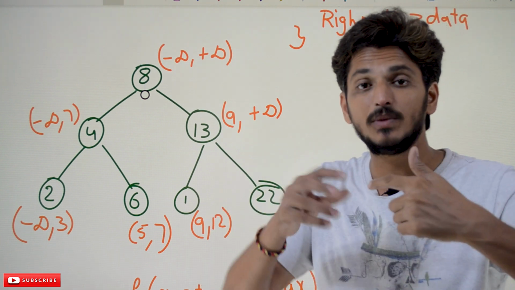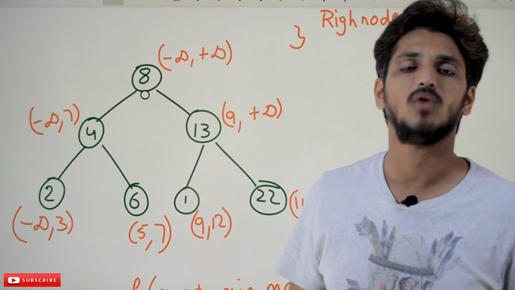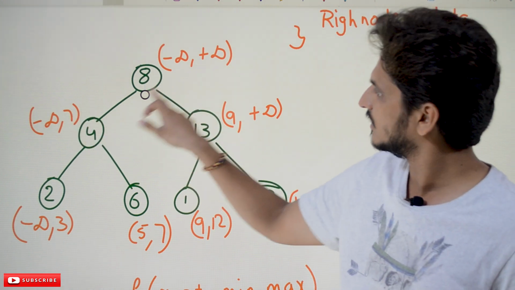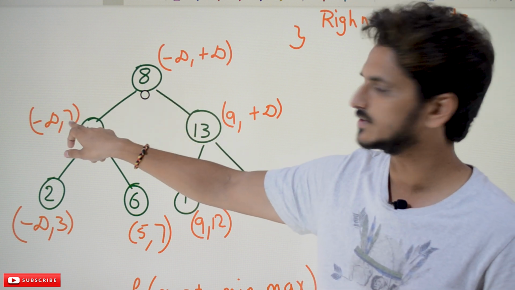That is how we are keeping track of the previous values. See, how did we get this 7? What's the value here? 8. Less than 8, that is the maximum value here.